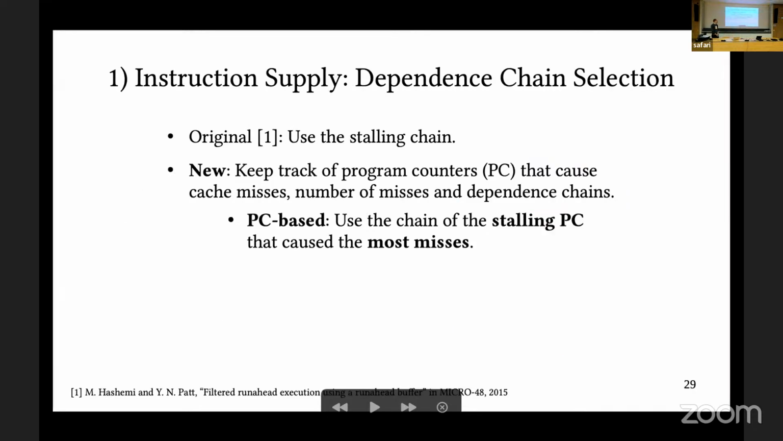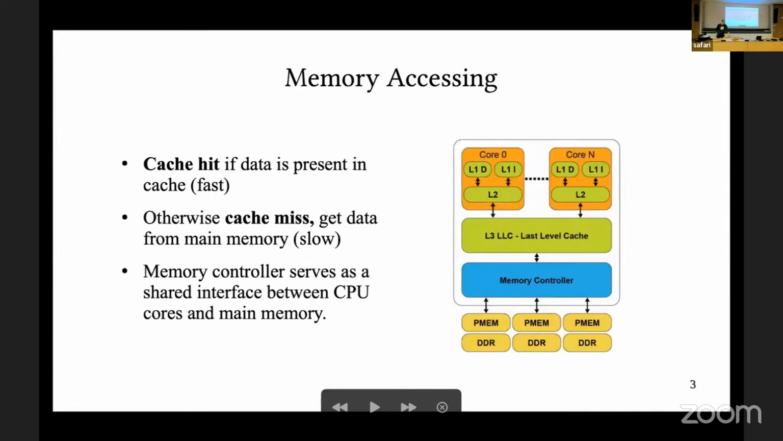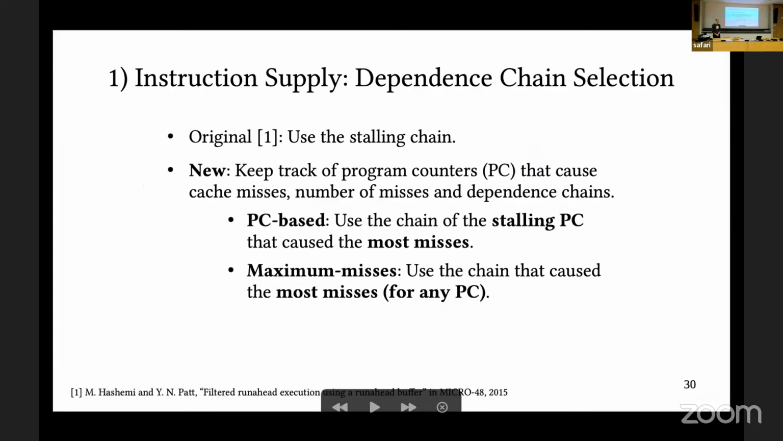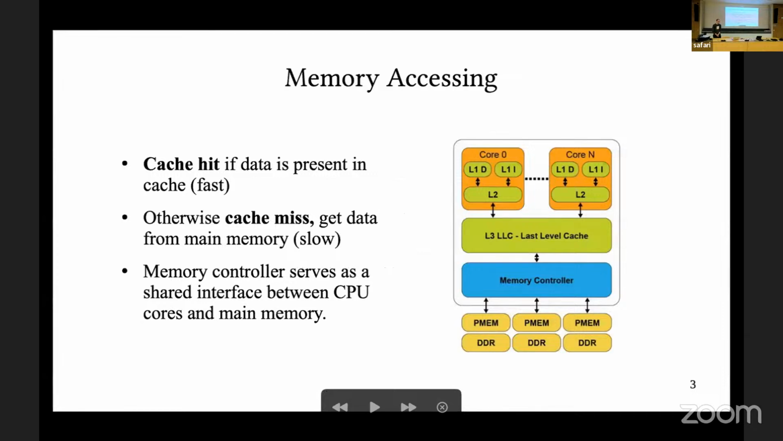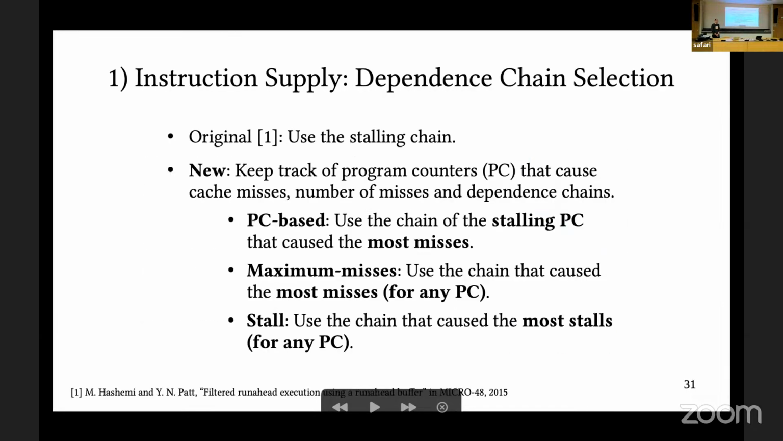So yeah, they have these 3 policies. One is PC based. Use the chain of the last stalling PC, and use the chain that caused the most misses. Then the next one they call maximum misses is a little relaxed actually, in that it takes into account any PC, so any cache miss, and it uses the one that actually caused the most cache misses in the recorded history. And stall is similar, but it looks at the most stalls and not the most misses. Okay.